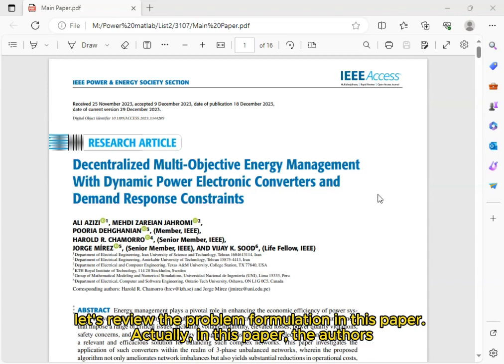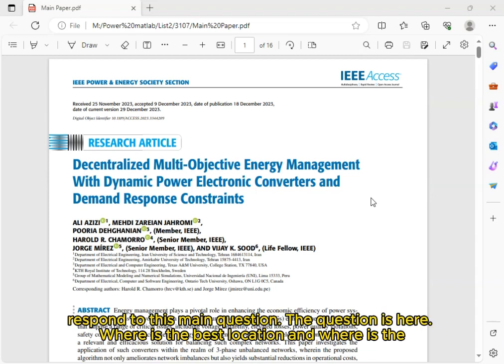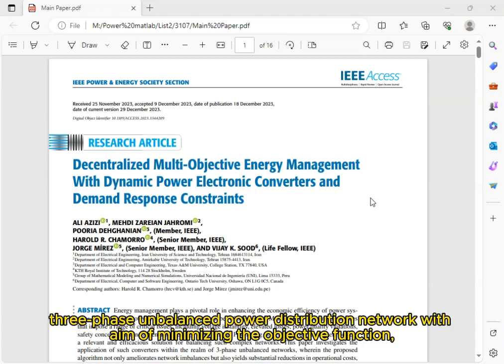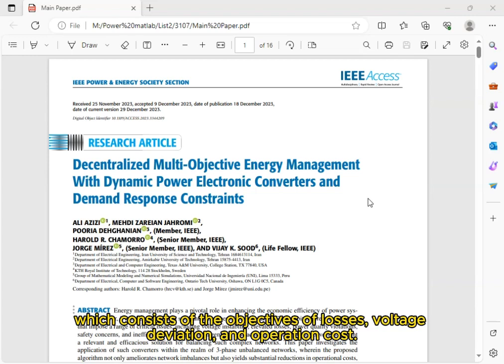Actually, in this paper, the authors respond to this main question: where is the best location, and what is the best phase, and how much is the best generation for each type of distributed generation in a three-phase and unbalanced power distribution network, with the aim of minimizing the objective function, which consists of the objectives of losses, voltage deviation, and operation cost.